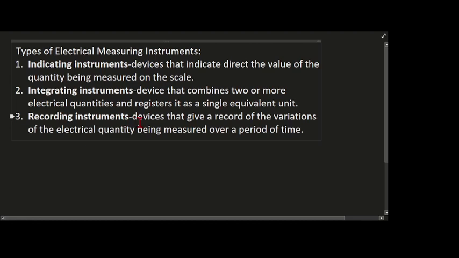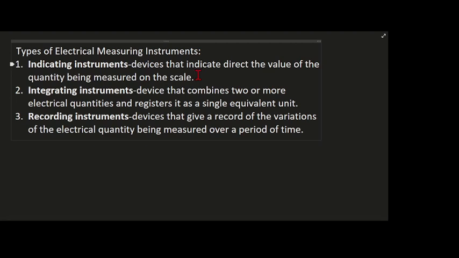Then the recording instrument, a device that gives a record of the variations of the electrical quantity being measured over a period of time. An example of this one is the kilowatt hour meter. An example naman of an indicating instrument is the ammeter, the voltmeter, or the most common, the multimeter.